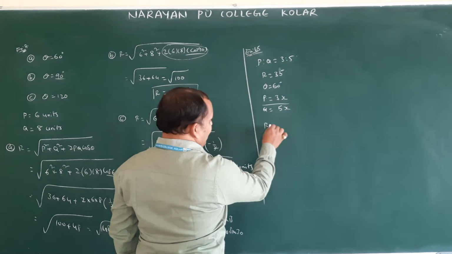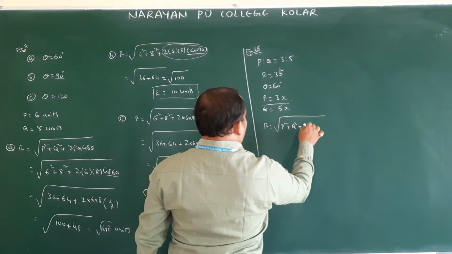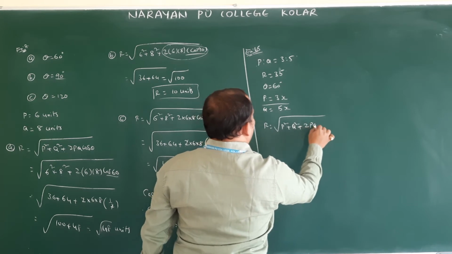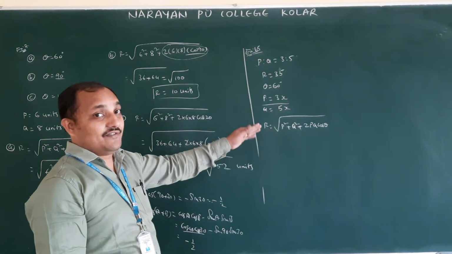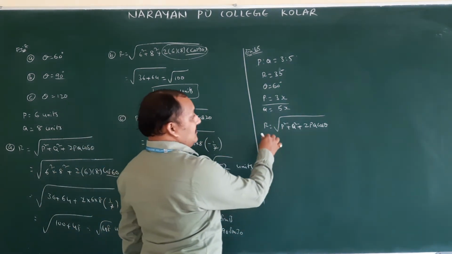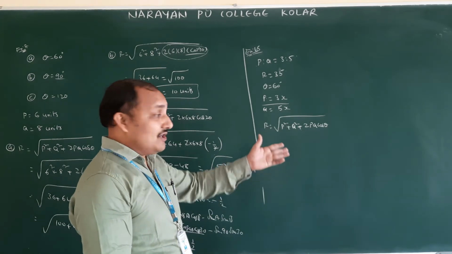So what is the resultant formula? Same formula. One formula, so many problems: R equals root of P square plus Q square plus 2PQ cos theta. This is the only equation, but they will ask many different problems. Entire examples will be on this only. Later, you should not get any doubt on this.